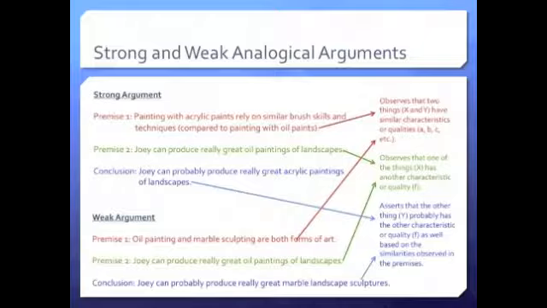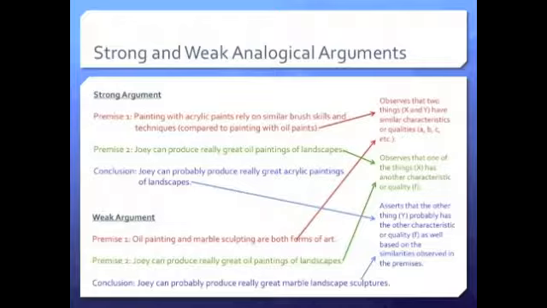The weak argument has as its premises: oil painting and marble sculpting are both forms of art. Joey can produce really great oil paintings of landscapes. And the conclusion is Joey can probably produce really great marble landscape sculptures. Now notice that although one of these arguments is strong and the other is weak, they both share the same structure or pattern of reasoning. This is why they are both analogical arguments, because analogical arguments have the following structure. One of the premises observes that two things, X and Y, have similar characteristics or qualities. We see that this is being done in premise one of both of the arguments.